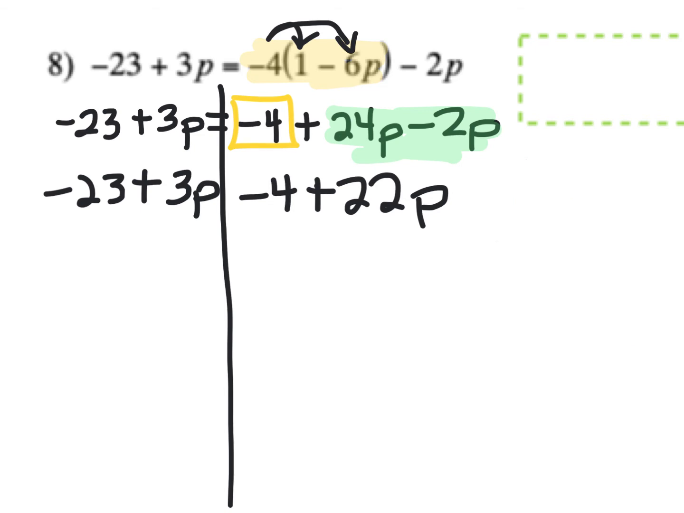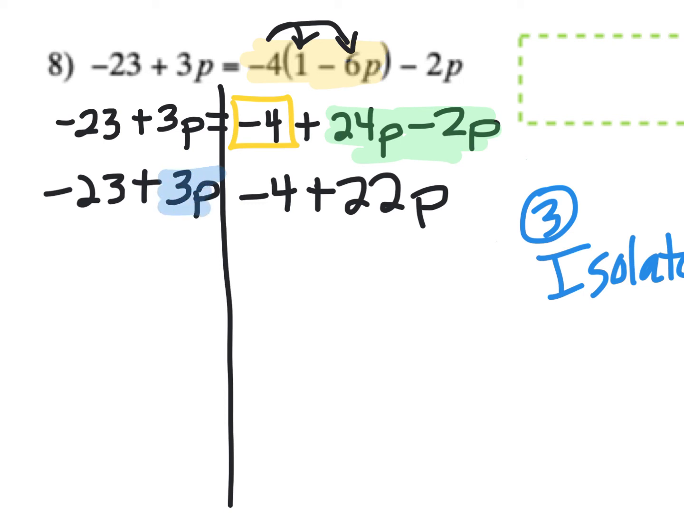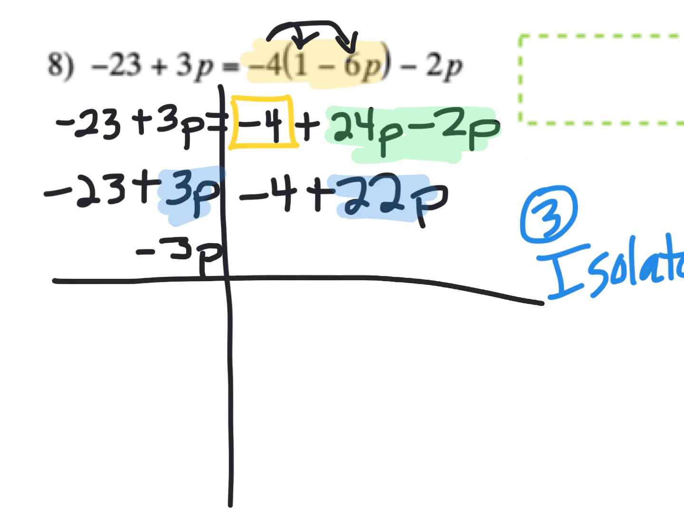My next step is that I need to isolate. I need to get down to just one variable and get it all by itself. Right now, I have two variables. I have a 3p and I have a 22p. So one of those needs to go. It doesn't matter which one you get rid of. I'm going to get rid of the 3p because I feel like that's just a little bit easier to do. So the opposite of a plus 3p is going to be a minus 3p, because that's going to cancel it out.